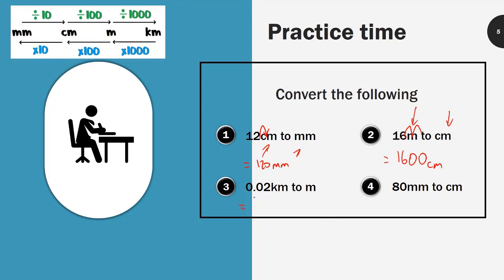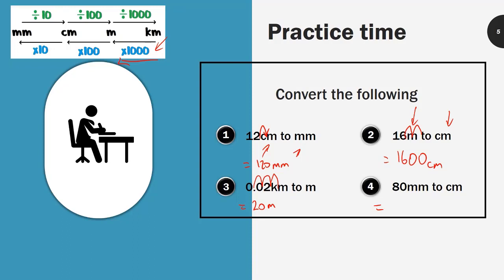Okay, next one. Question 3. So kilometers to meters. Once again, I'm going this way, and I have to times by 1000. So that means I go 1, 2, 3 places to give me 20 meters. All right, 0.2 of a kilometer is 20 meters.